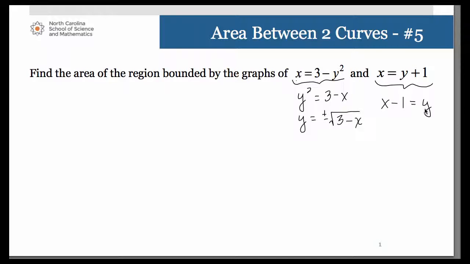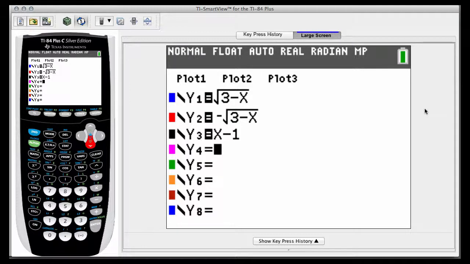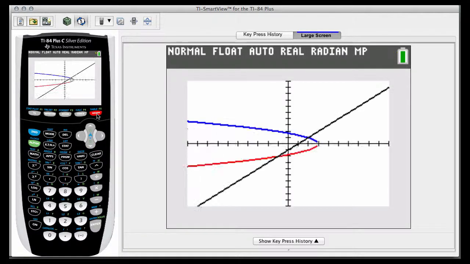So when we go to graph these, we're going to have to do it as y1, y2, and the two of those I'm going to have as the square root equation, and then y3 I'll have as my linear equation. So let's take a look at those. So you'll notice y1 as the square root of 3 minus x, y2 is the negative square root of 3 minus x, and finally y3 is x minus 1. So you can zoom 6 to graph it.